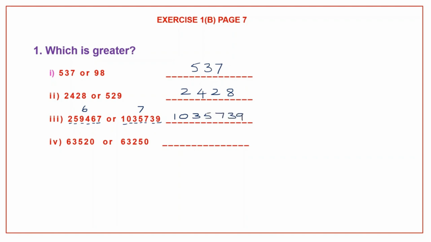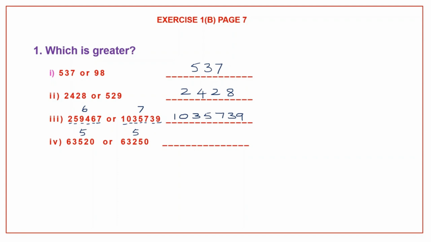So let's go to the next one, fourth one, and let's see the number of digits. So 1, 2, 3, 4, 5. This has 5 digits. 1, 2, 3, 4, 5. This also has 5 digits. So in that case, what we have to do is we have to check each digit starting from the left. So that is when both the numbers have the same number of digits. So here there are 5 digits on the left side, 5 on the right.